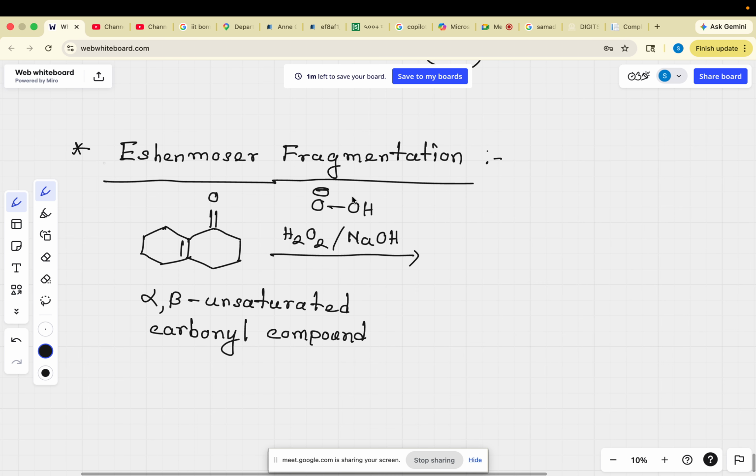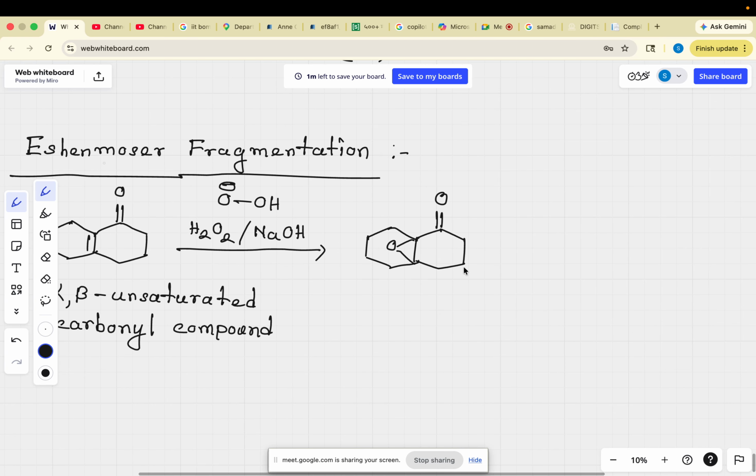The mechanism we have done when we discussed H2O2 NaOH, so I am not showing the mechanism. It will do epoxidation of this double bond. If you have an alpha beta unsaturated compound, we use this reagent. If you have only an electron rich double bond, you can use MCPBA and the other peroxide reagents. So epoxidation will take place, and that will be your product.